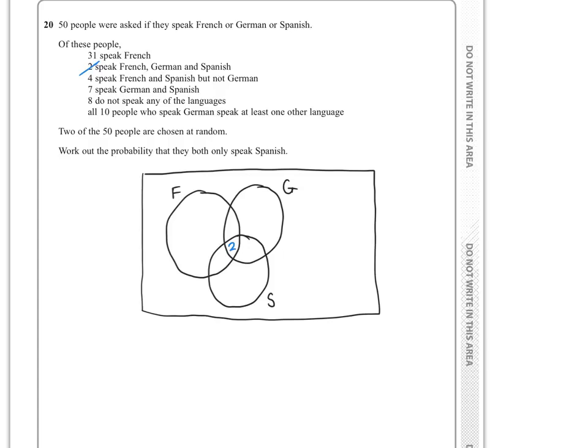It says 4 speak French and Spanish but not German. So French and Spanish is going to be this overlap here. But it says 4 speak French and Spanish but not German. So they don't speak any German, so they can't be in here. So they'd have to be here, 4, where French and Spanish overlap but doesn't include German. So we can put that one in.